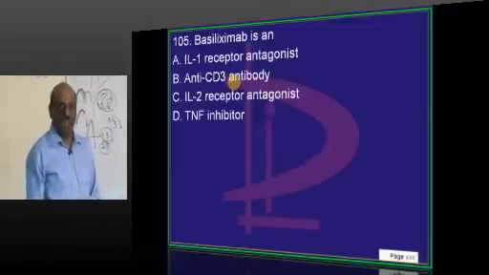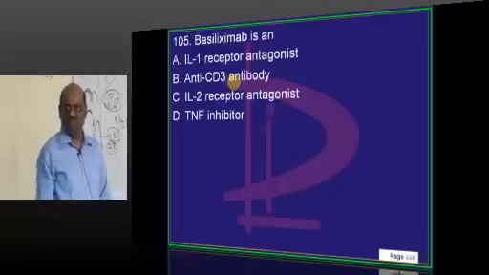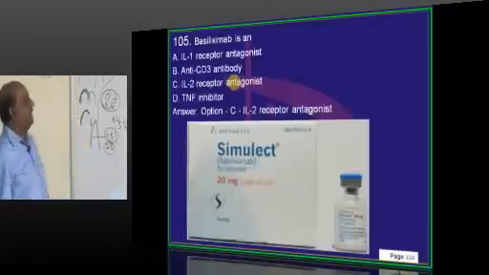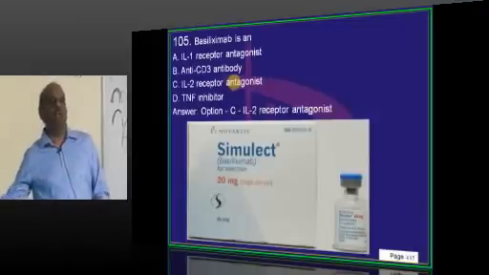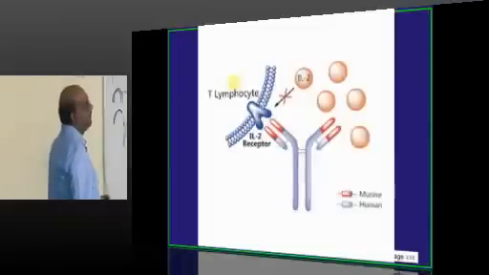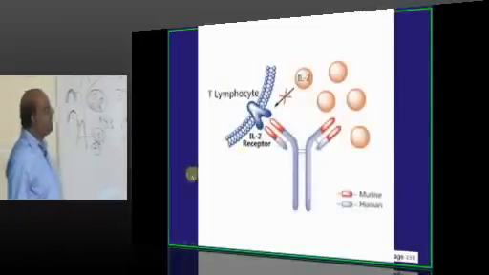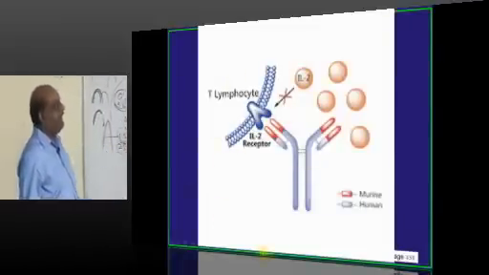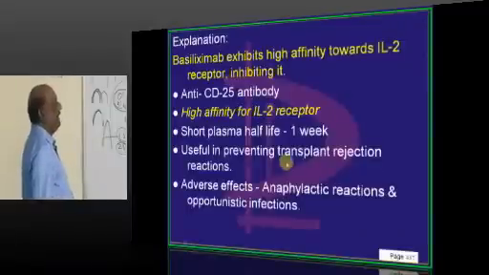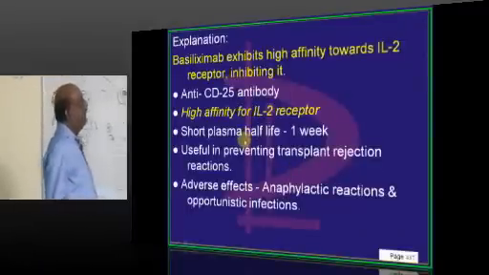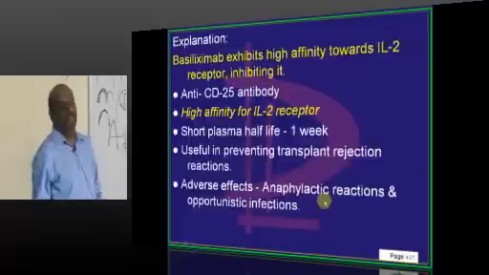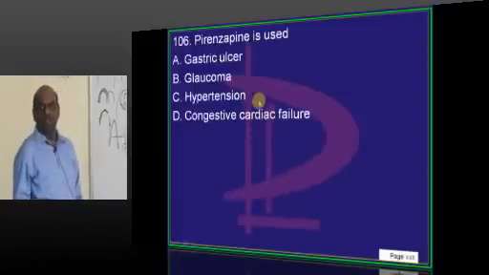Trastuzumab, Basiliximab, Apiximab, etc. So Basiliximab is basically an interleukin 2 receptor antagonist. You must know that list definitely. So this is how the T lymphocytes, IL-2 come and bind, and the IL-2 receptor antagonist would be Basiliximab. Then it is an anti-CD25 antibody, basically a monoclonal antibody.